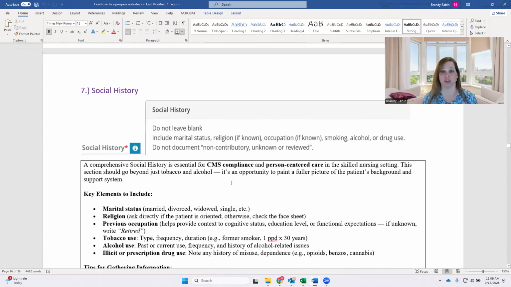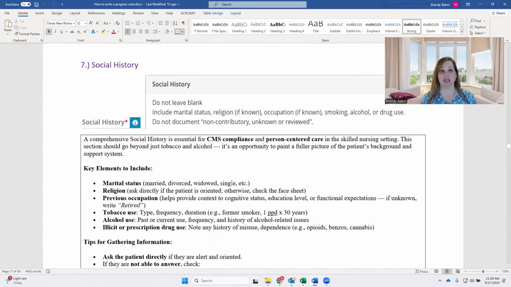Now, the social history is one that CMS requires in order to bill for a 99309 or a 99310. They require a comprehensive social history. So I don't want it to say non-contributory, because everything contributes to this patient's care. Unknown social history, that should never be. Or reviewed. Thank you for reviewing it. Now let me know what the answer is to that. So when you toggle over this, this is what pops up.